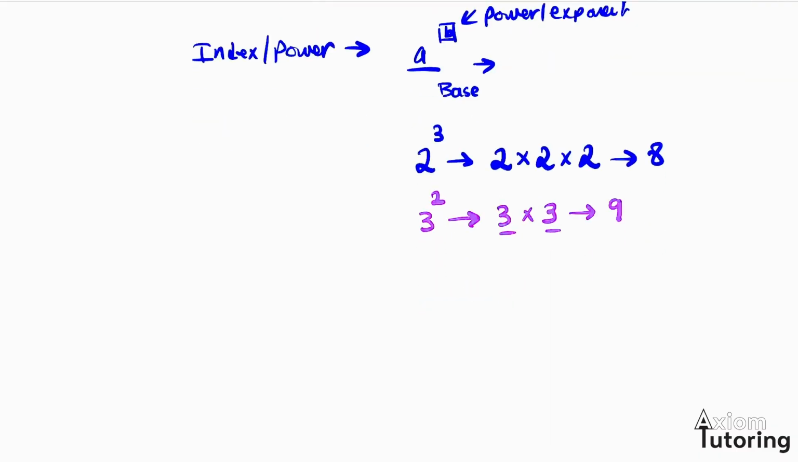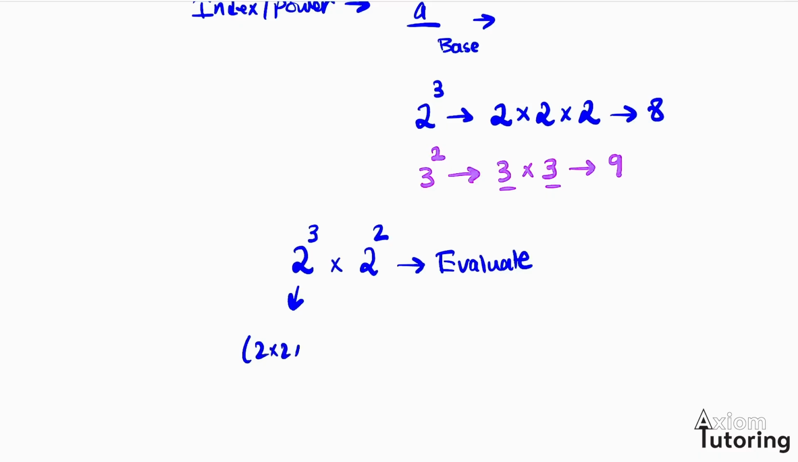What if we have to combine these with multiplication? If we have 2 to the power of 3 times 2 to the power of 2, and we're asked to evaluate this, meaning give it a value, a number, we could start by finding 2 to the power of 3, which is 2 times 2 times 2, and finding out what 2 to the power of 2 is. 2 to the power of 3 is 8. 2 to the power of 2 is 4. And our answer is 32. But is there a quicker way that we could have gotten there?